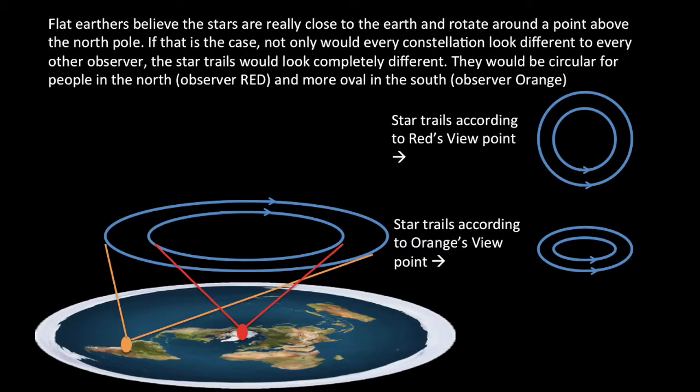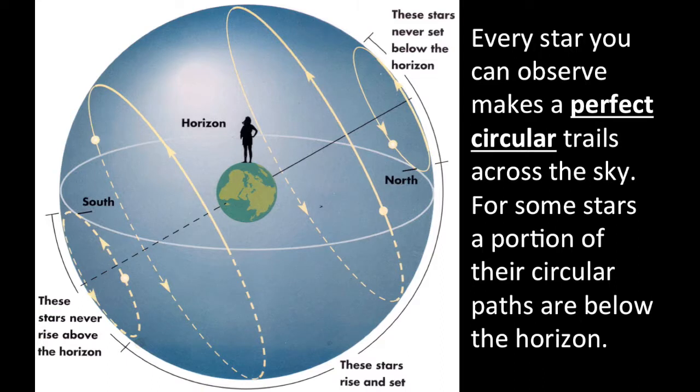This other one didn't really write too well. If the Earth is flat, then the star trails would not be perfect circles for everyone on Earth, but they are. No matter where you are, stars will take a circular path across the sky.